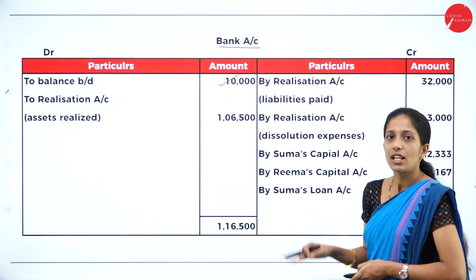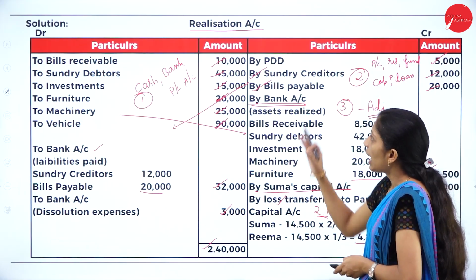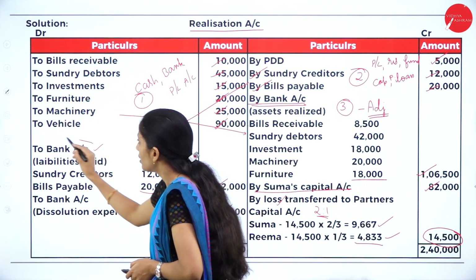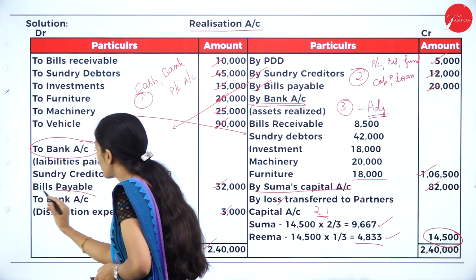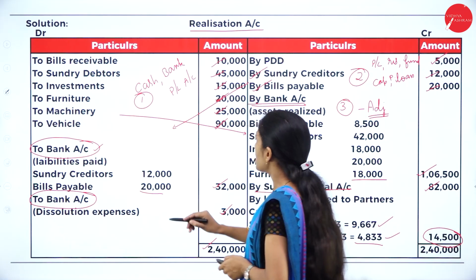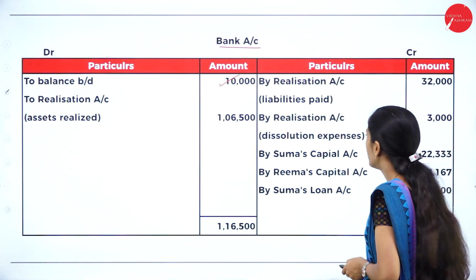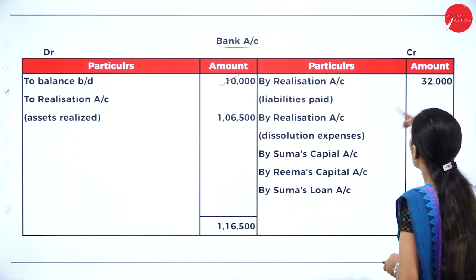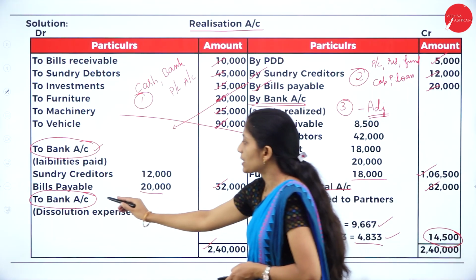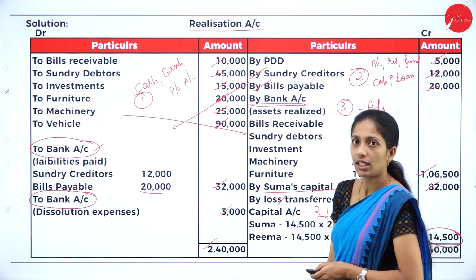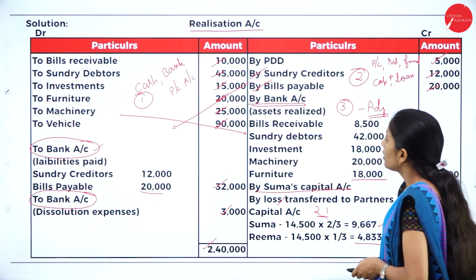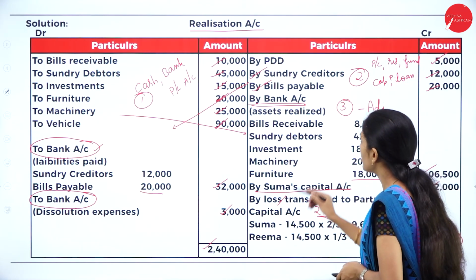Now after this, you will go through your realization account for anything which has been transferred to bank account. Yes, we have bank account here and here also. How do you write the entry? By realization account 32,000 for liabilities paid. Next, for dissolution expenses, by realization account 3,000 for dissolution expenses. Clear?